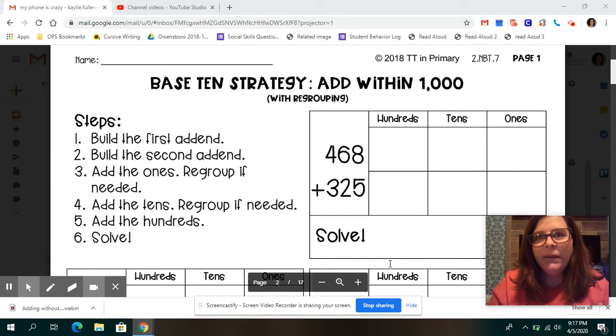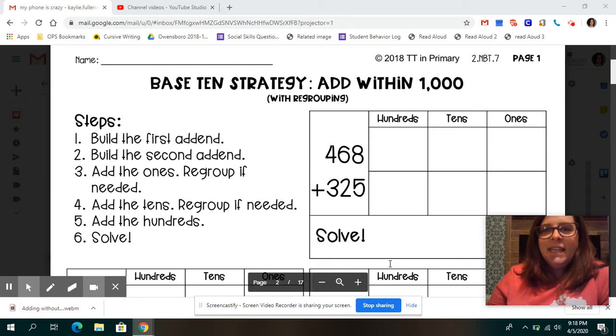So what I'm going to do is you should be able to see a part of a worksheet that we are doing in the next 10 days. Again, the questions are on one side, and then on the other side, it has the steps for you. So we have to build the problem in our place value chart, and then we are going to do the adding that we need to do. So on this problem, we have 468 plus 325.